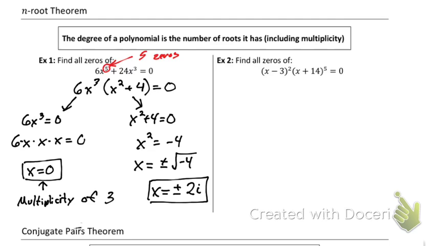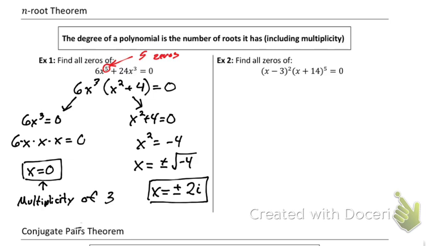Our next one's a little trickier. How many zeros does the next one have? Note, it's not in standard form. 7. It would have 7 zeros. Correct. It would have 7 zeros. And let's think about how it would be 7 zeros. It has to be in standard form so I can know what power it is.